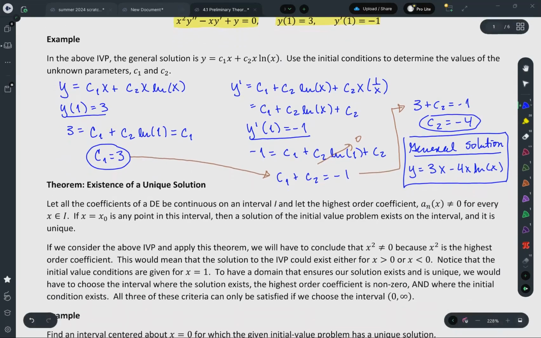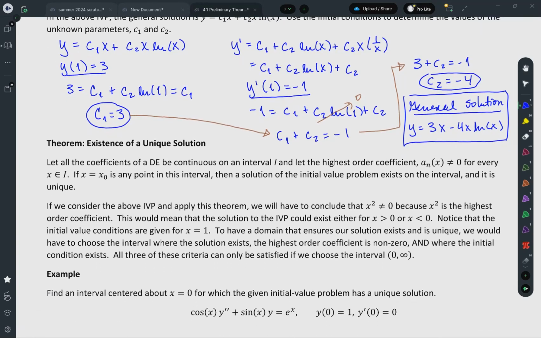All right, now when we were working with first order differential equations, we had that theorem for the existence of a unique solution, and we have that again. So let's read through that. If we let all coefficients of a differential equation be continuous on an interval I, and let the highest order coefficient, a sub n of x, not be 0 for every x in that interval I, and if x equals x naught is any point in this interval, then a solution of the initial value problem does exist on the interval, and it is unique.